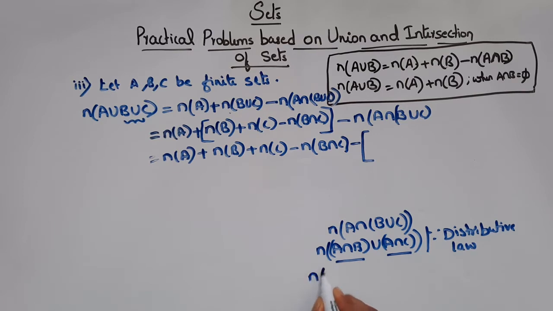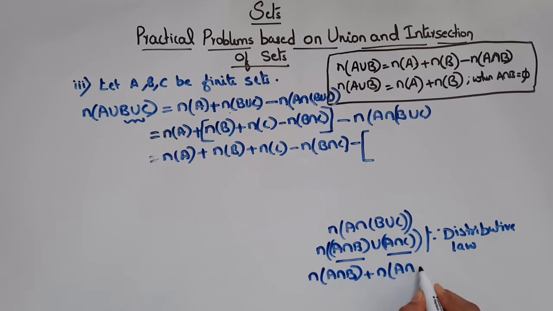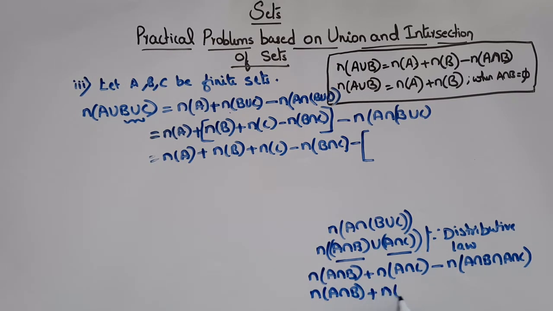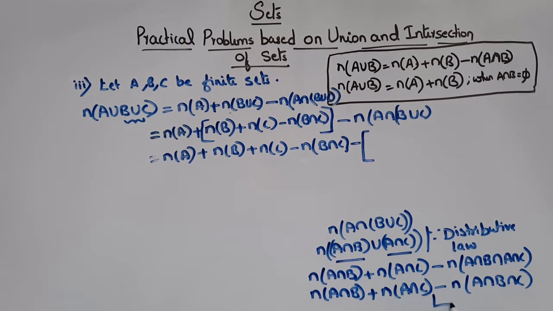So your n of A is A intersection B, plus n of B is A intersection C, minus n of A intersection B intersection A intersection C, right? So this is nothing but A intersection B intersection C. This is one and the same, common between A, B and C. So now let's take this equation as 1.